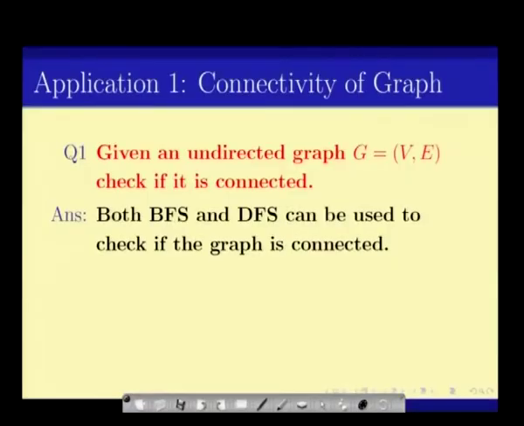In the case of the first application, say if we ask the question: given an undirected graph, check if the graph is connected. Again, we can run either BFS or DFS.